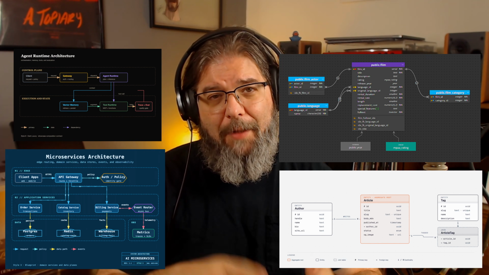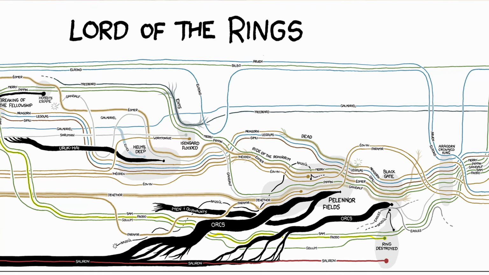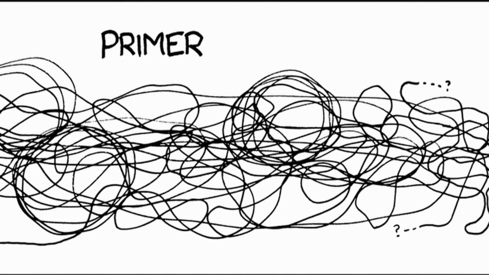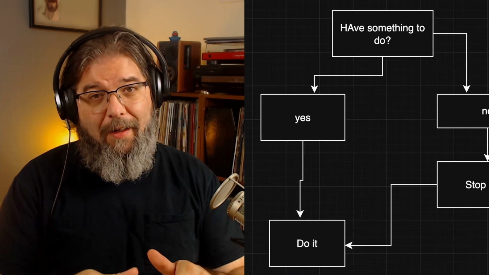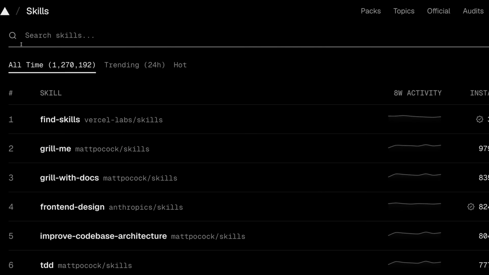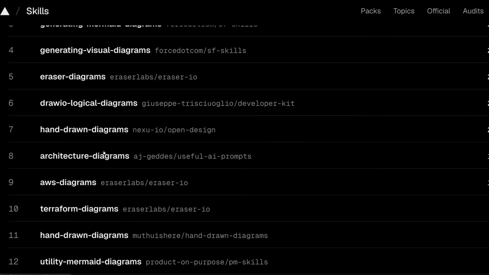If you work in software, you probably spend a lot more time looking at diagrams and charts than you might realize. Systems, flowcharts, database schemas, they're all over the place. And a good diagram makes a complex system more understandable, but a bad diagram makes it more confusing. I personally suck at making diagrams, but there's been a whole bunch of diagramming AI skills topping the GitHub charts. And so we're going to take a look at a few that I found really interesting.